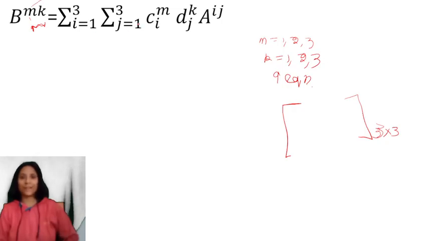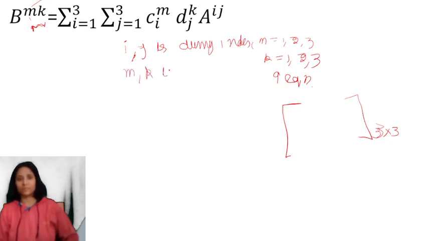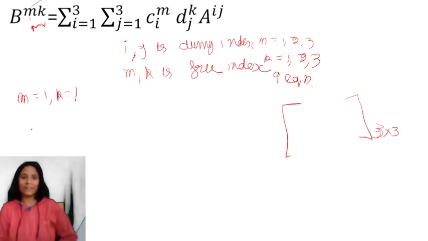Here m and k are free indices, and i, j are dummy indices, because here i is in one subscript and one superscript, and j is in one subscript and one superscript. So i, j are dummy indices, m, k are free indices. Now I expand only one. Let me take m equal to 1, k equal to 1. You got 9 equations, so I am expanding only one equation.